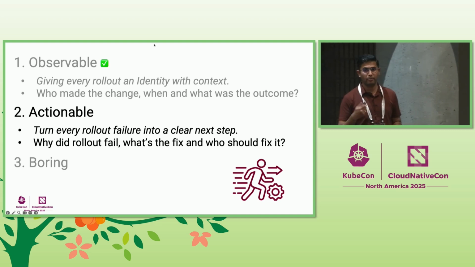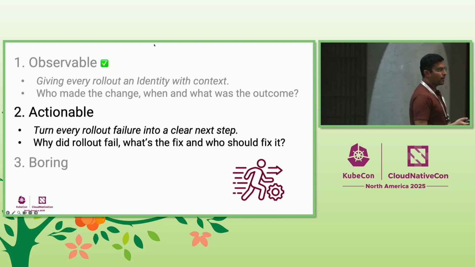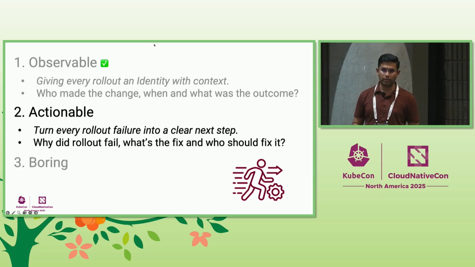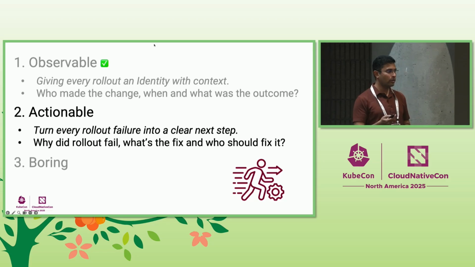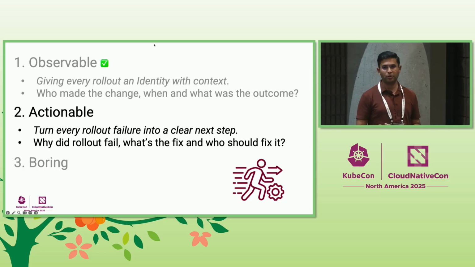next step, that is making rollouts actionable. Essentially that means we want to turn every rollout failure into a clear next step, no matter what the change is. It's about answering the questions: why did the rollout fail? What's the fix, and who is going to fix it?